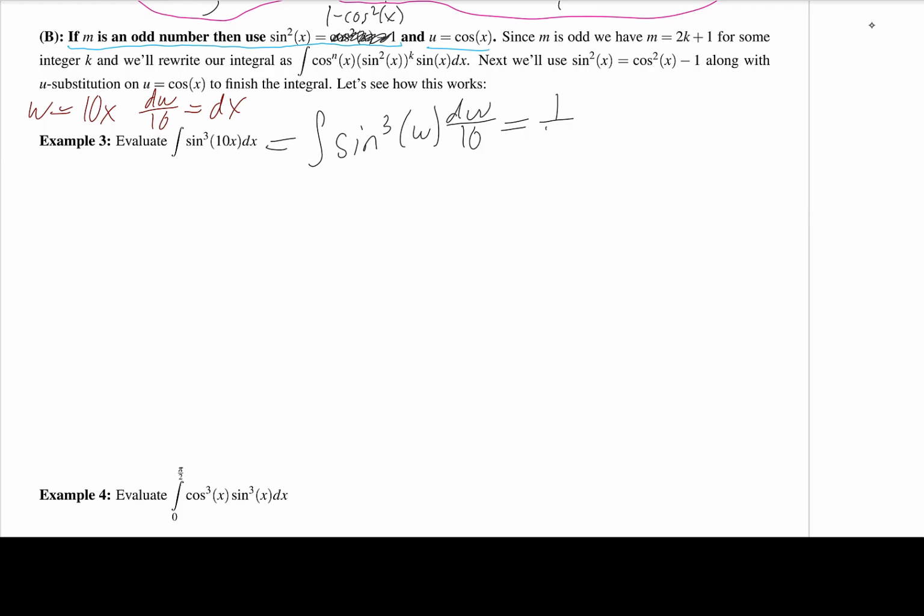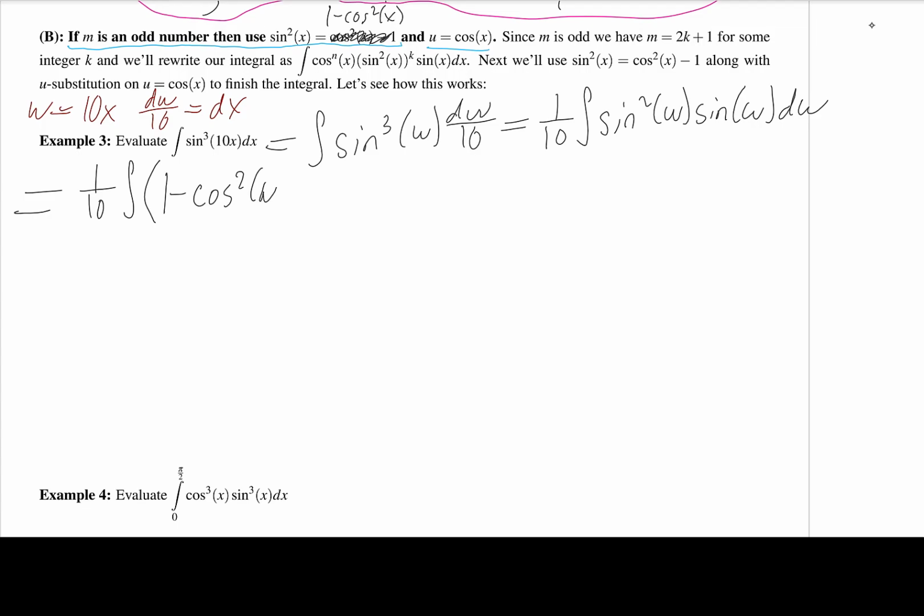So this is 1/10. Now I'm going to break up the sine cubed of w, so I'm going to write this as sine squared of w times sine of w dw. Okay, so then this becomes 1/10 times the integral of, so this sine squared of w should turn into a 1 minus cosine squared of w.